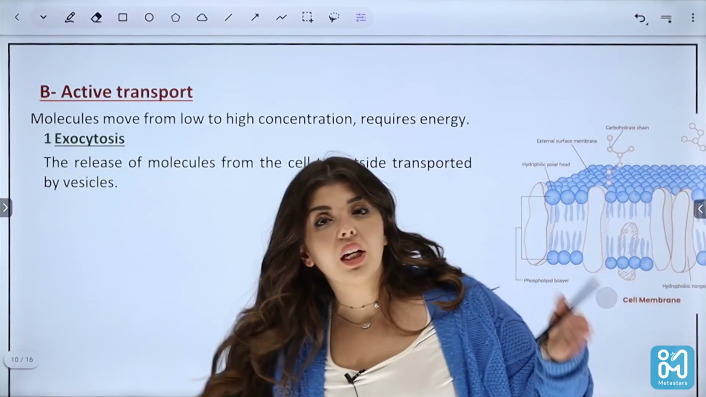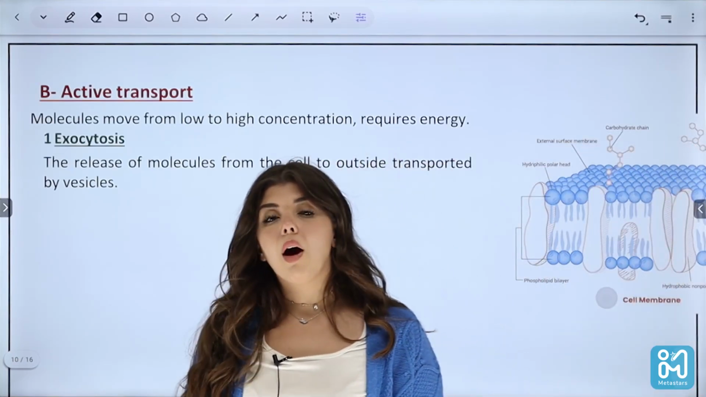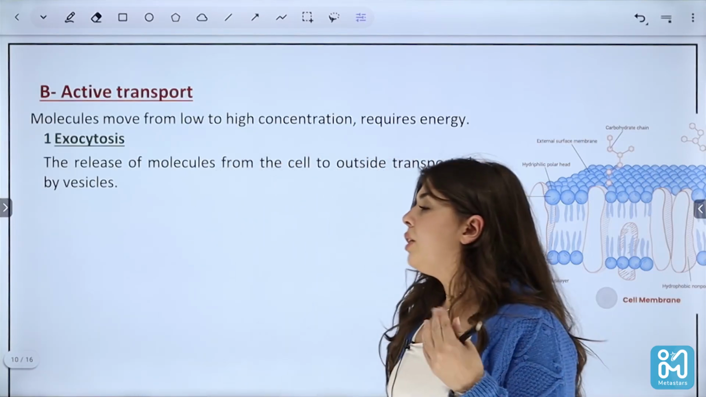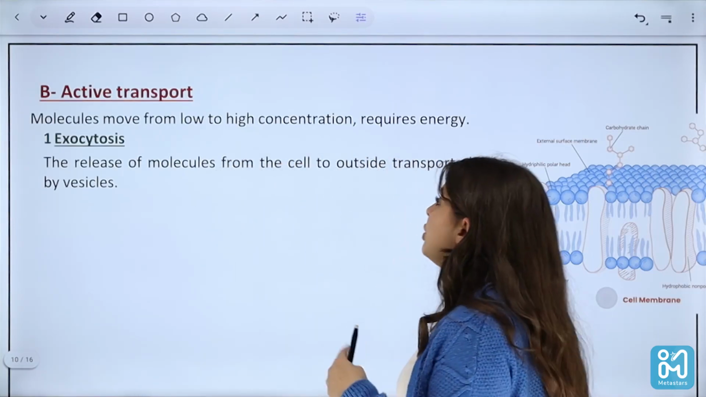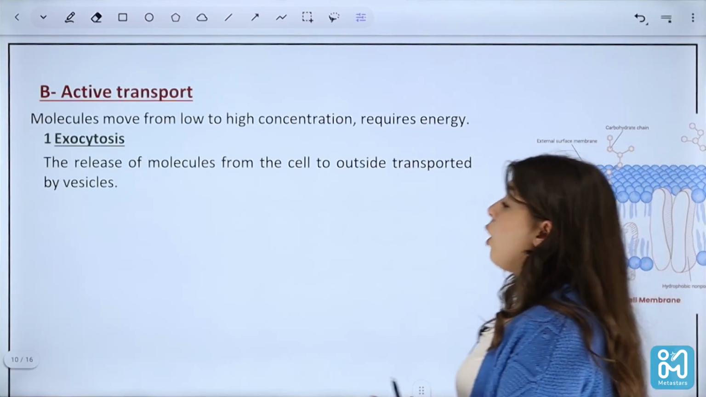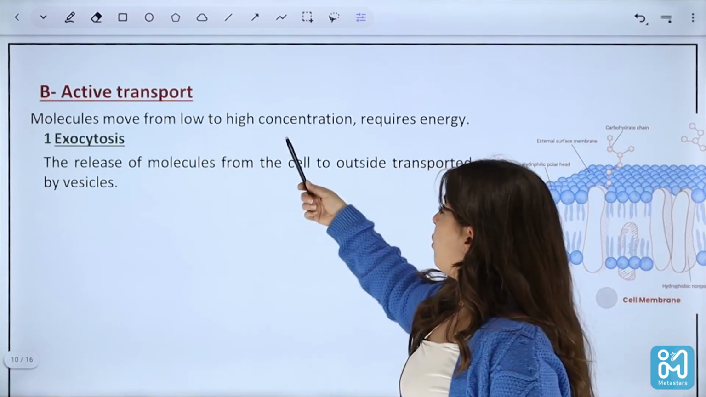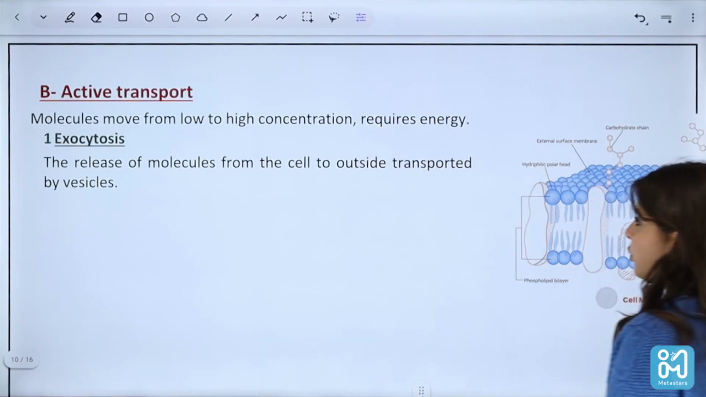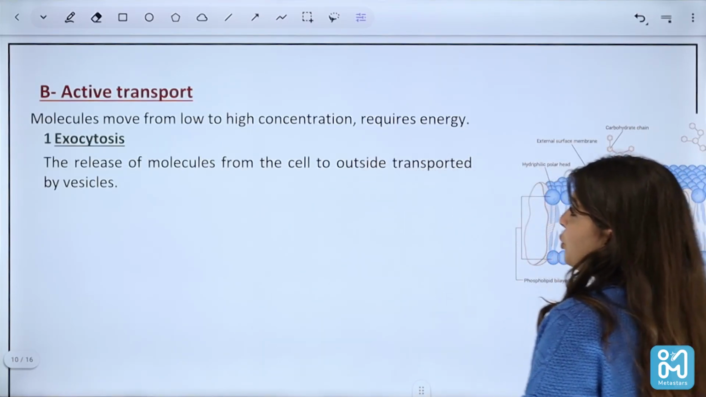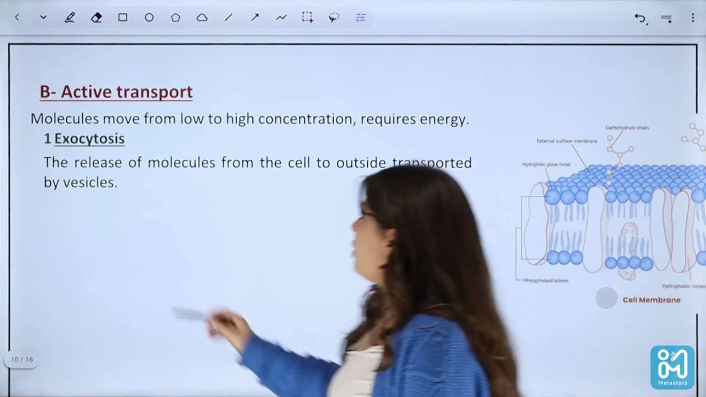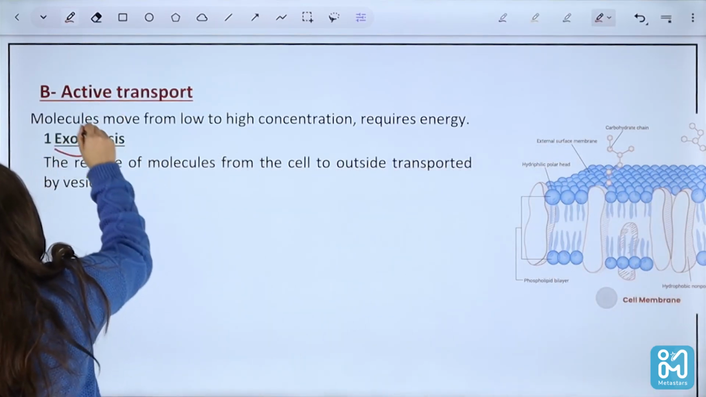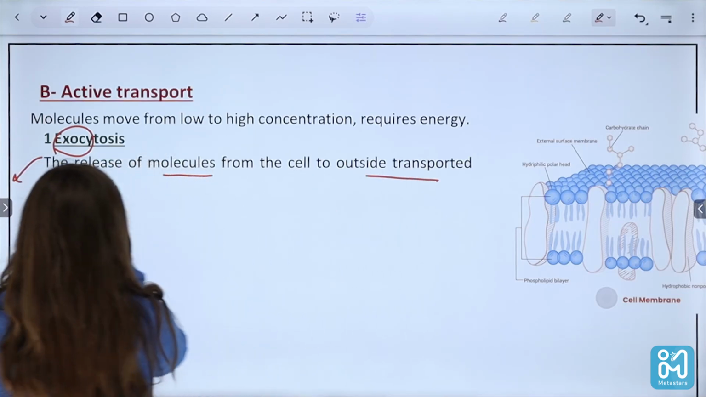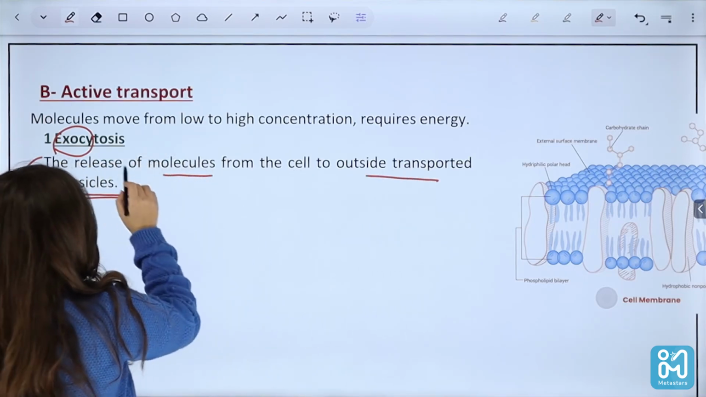Okay, the second one is active transport. Active transport is the second type of transport we will talk about. It needs energy, and it will not happen without energy. We have two types, and it moves from low to high concentration, unlike passive transport. The first one is exocytosis. From the name, exo means exit: release of molecules from the cell to the outside by vessels.